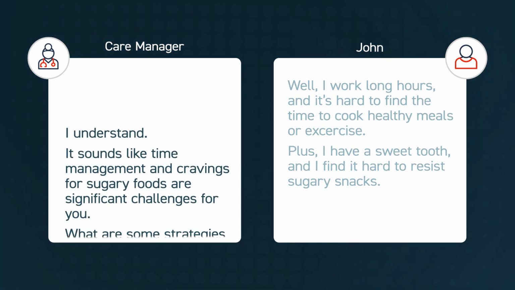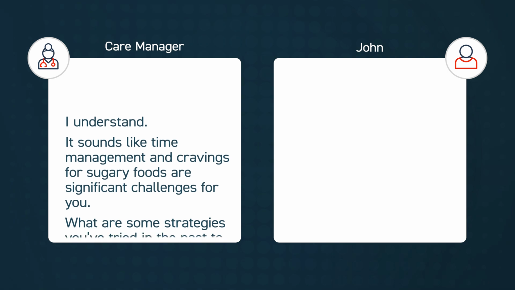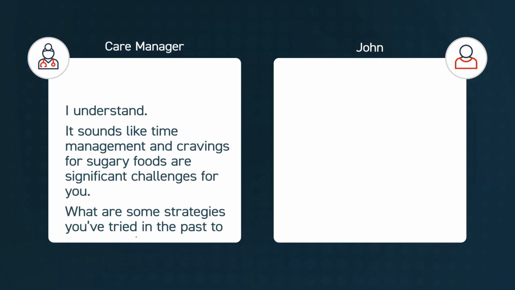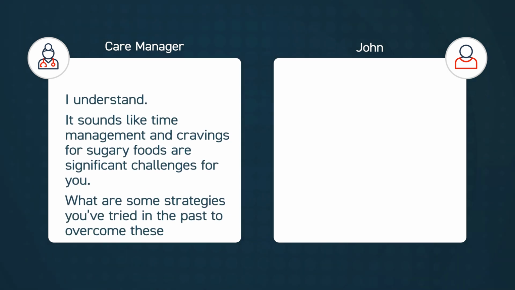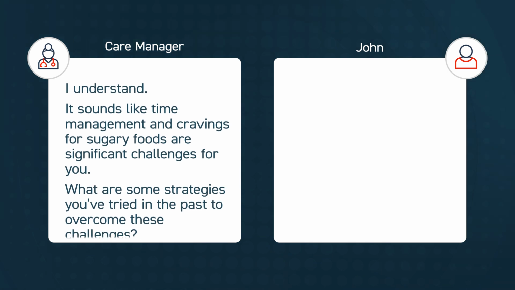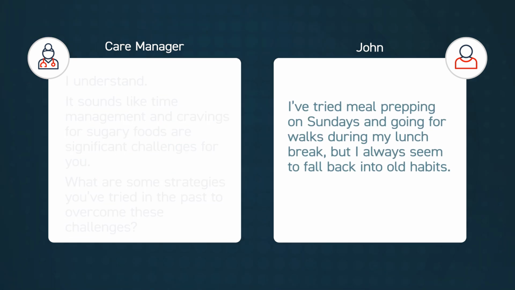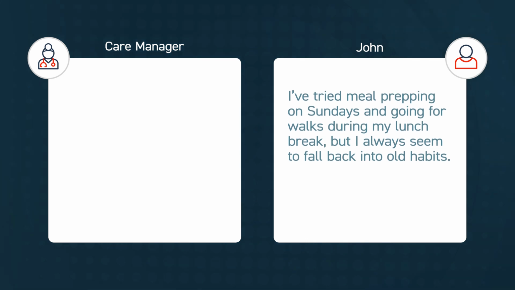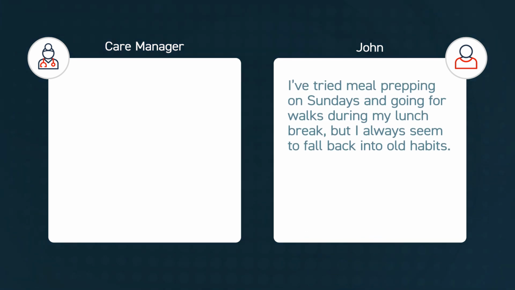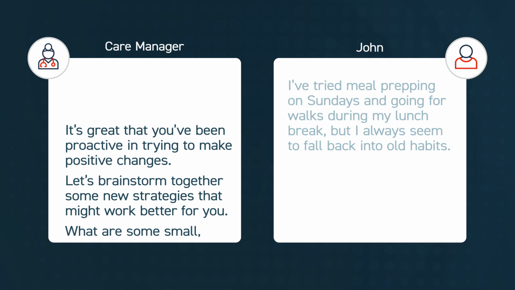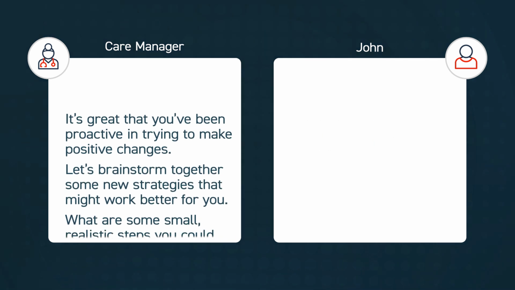I understand. It sounds like time management and cravings for sugary foods are significant challenges for you. What are some strategies you've tried in the past to overcome these challenges? I've tried meal prepping on Sundays and going for walks during my lunch break, but I always seem to fall back into old habits. It's great that you've been proactive in trying to make positive changes.